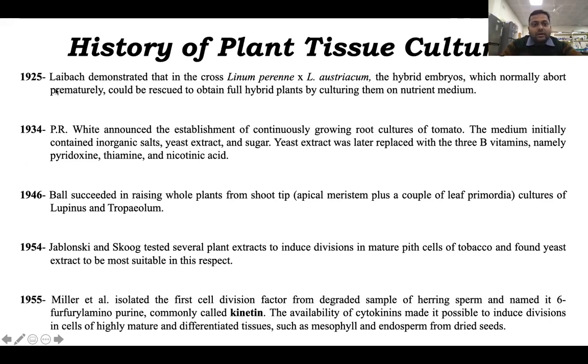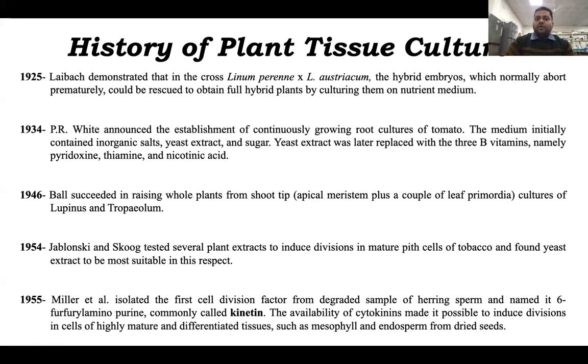So there was a guy called Liebeck. He managed to develop hybrid embryos using nutrient media. He was generating a cross, and whatever seeds were being formed by the cross of these two species were aborting prematurely, so he was not getting plants. So he decided to use this tissue culture method for obtaining full hybrid plants by taking out the embryo after the crossing and culturing it on a nutrient media. So this actually paved the way for embryo culture. This is where embryo culture actually started.